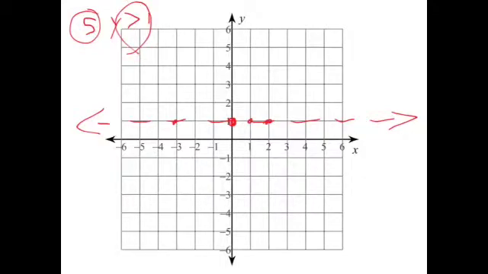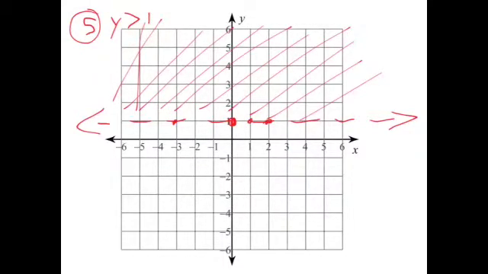We have y greater than 1, but not equal to, so that's why I did a dashed line here. And greater than means you need to shade up. So we're going to shade this side of the line.